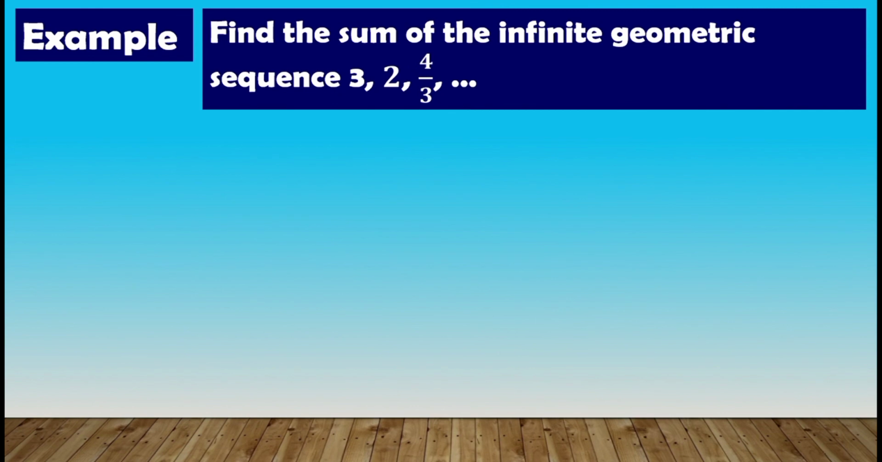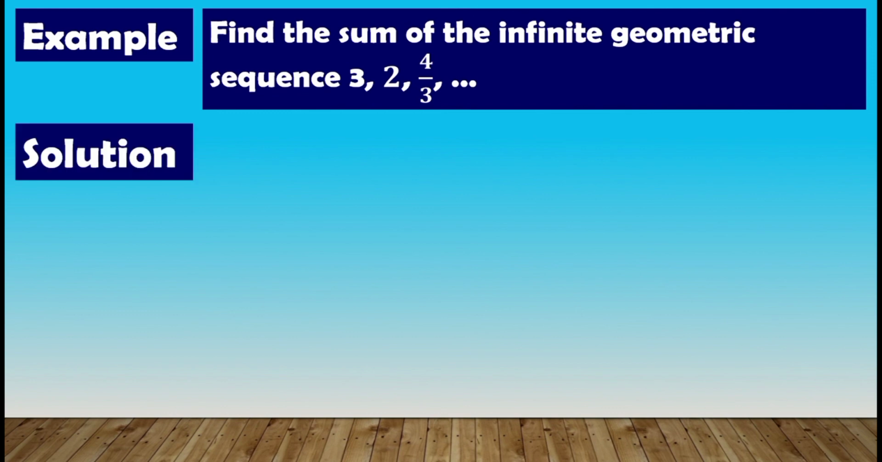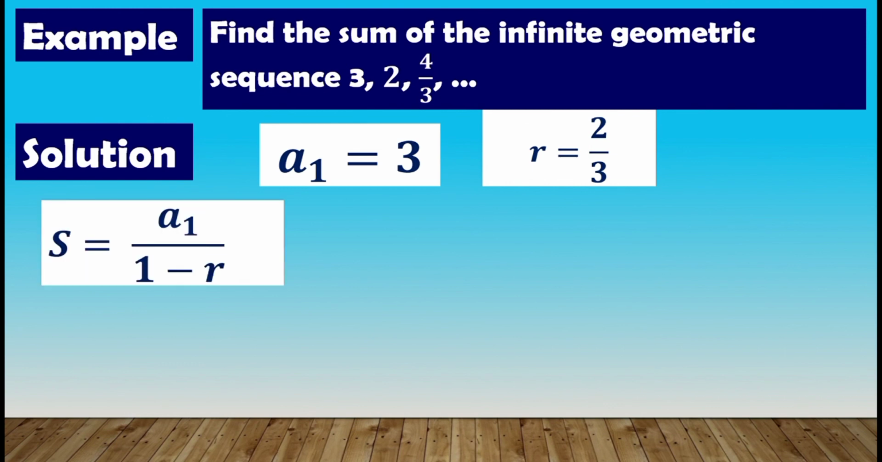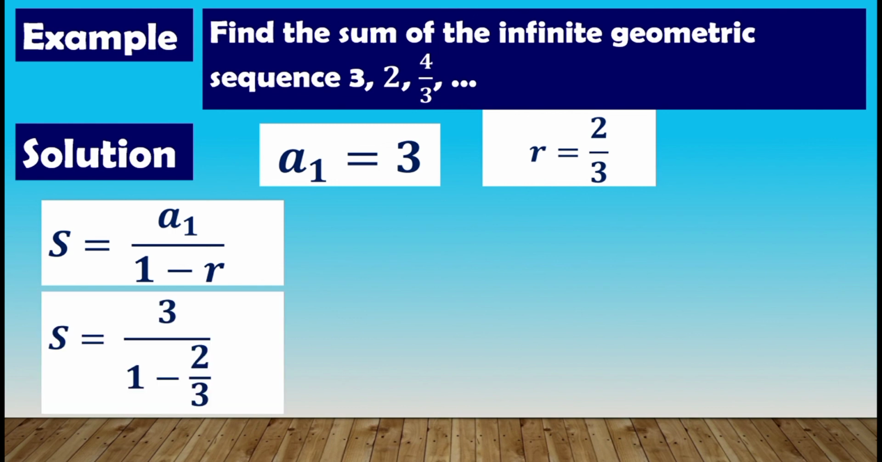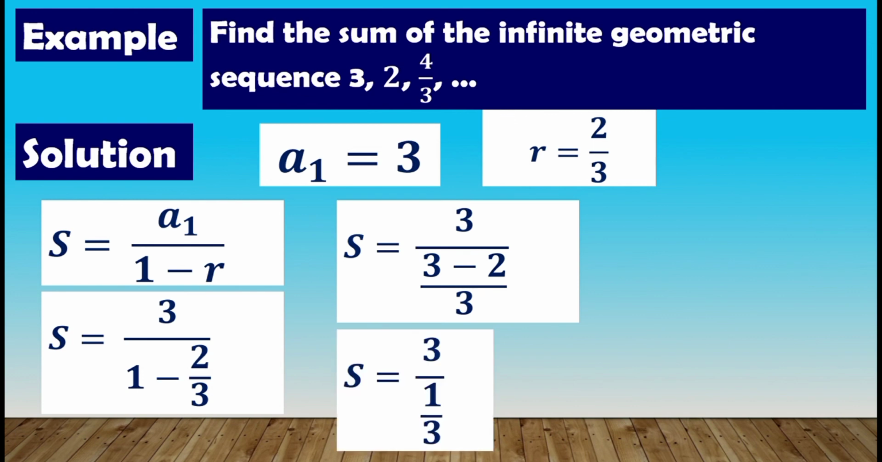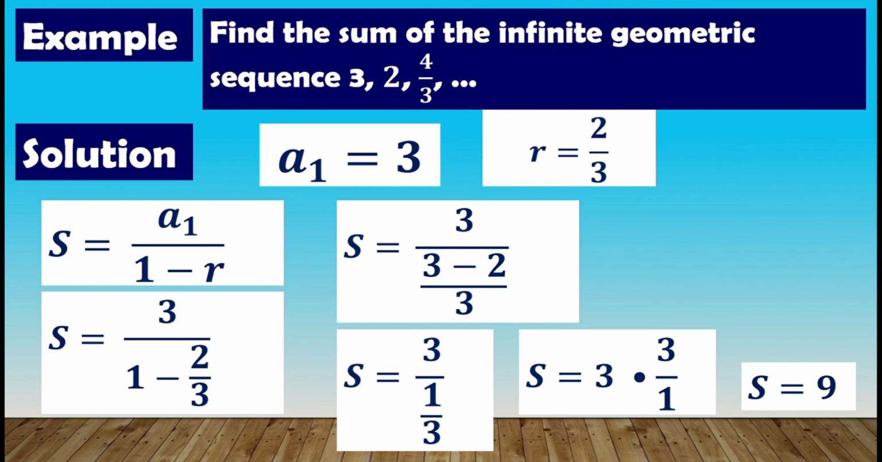Another example. Find the sum of the infinite geometric sequence 3, 2, 4 thirds, ... In this sequence, first term is equal to 3 and the common ratio is 2 thirds. Utilizing again our formula, S is equal to a sub 1 all over 1 minus r. Substitute our a sub 1, which is 3, and our ratio, which is 2 thirds. Then simplify. S therefore is equal to 3 over 1 third. Again, rules in dividing fractions. We will get the reciprocal of our denominator and proceed to multiplication. In this case, the sum of our infinite geometric sequence is equal to 9.